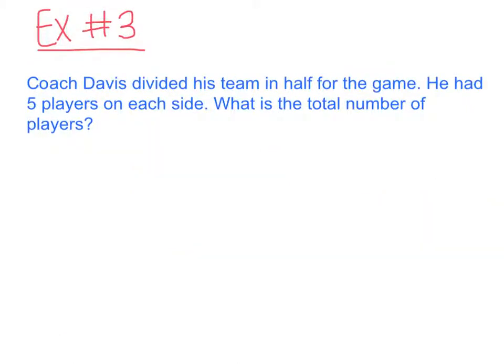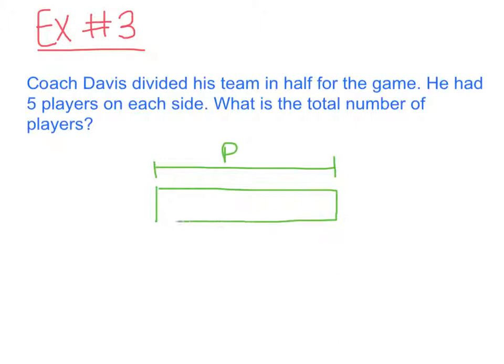Okay, our last example. Coach Davis divided his team in half for the game. He had 5 players on each side. What is the total number of players? So our total is, we don't know. So we're going to put a P for players. And then we have our box. And he divided them in half. So we're only going to have 2 boxes for this one, because it says he divided them in half. And it also says he has 5 players on each side. So in each of the boxes, we're going to put 5. 5 players on one side, 5 players on the other side.